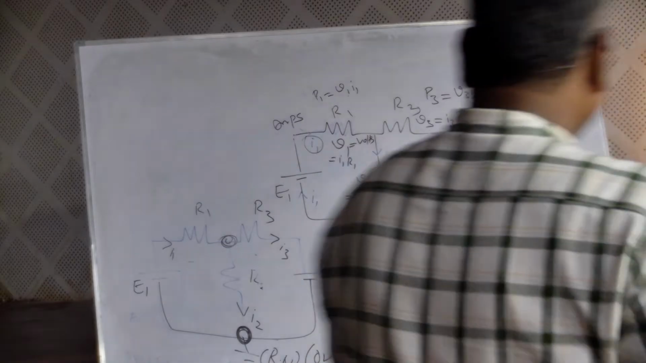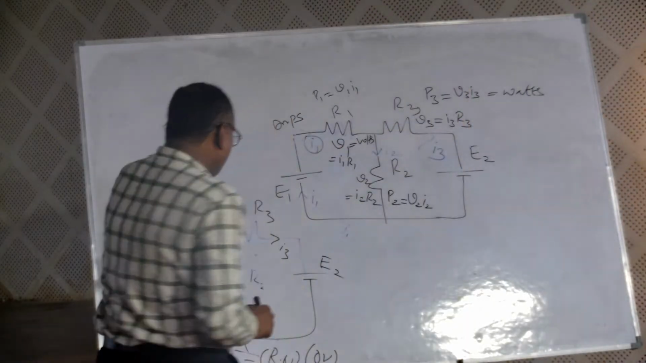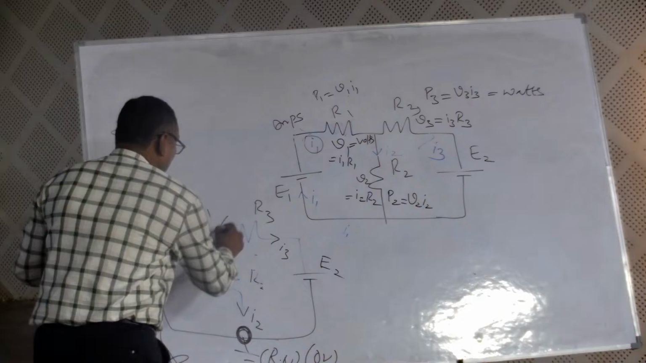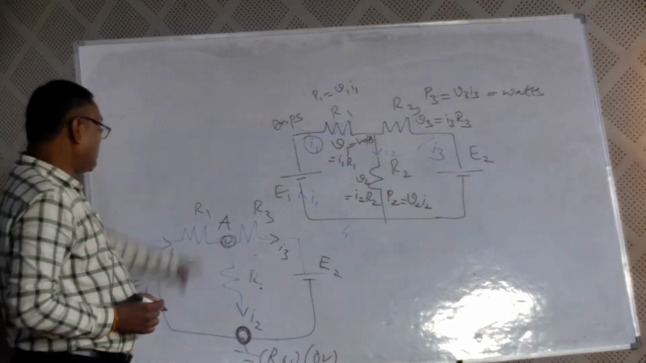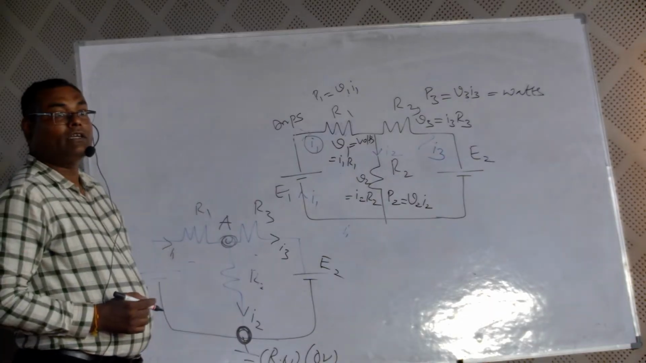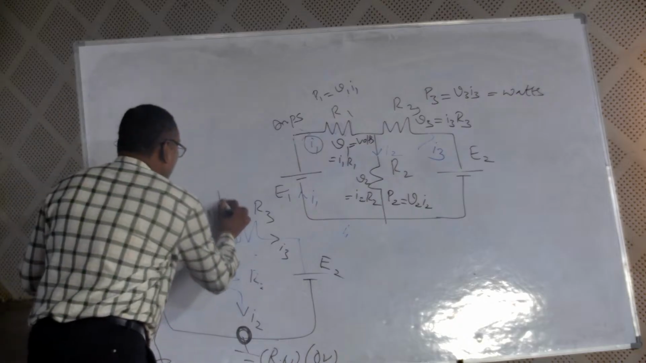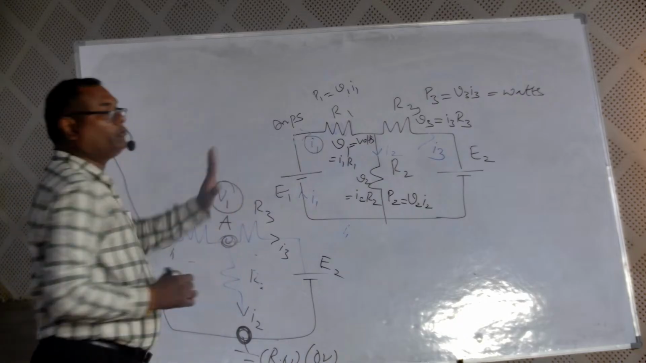Second one, this one, give the name. For this one, give the name, your wish. A or B or C, whatever name you give. This is the junction. Now this is the unknown voltage, V1, we have to find out.